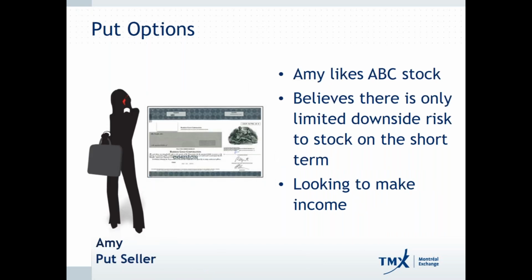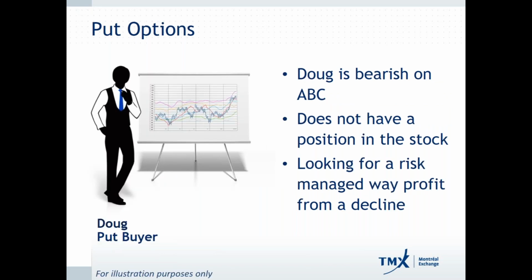So let's look at this scenario. In this scenario, Doug is bearish on ABC stock, does not have a position yet, and is looking for a risk-managed way to profit from the decline. And alternatively, Amy actually physically likes those shares of ABC stock and believes there's only a limited downside risk to the stock in the short term.